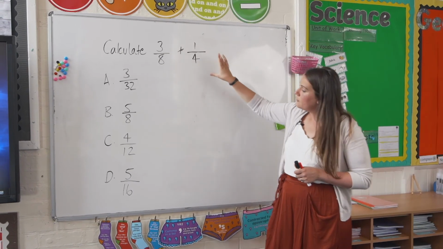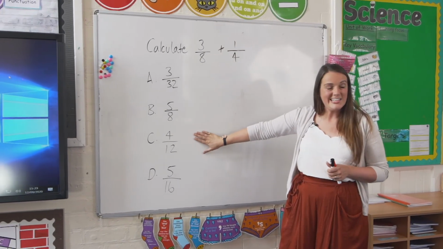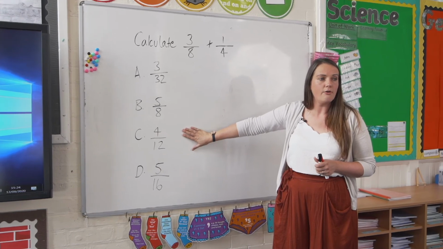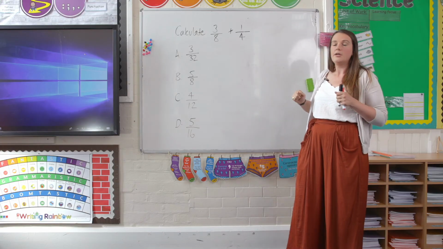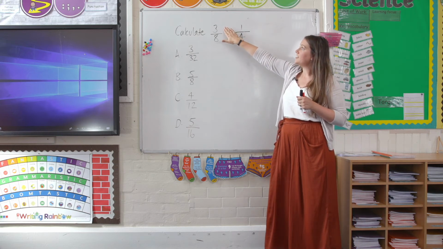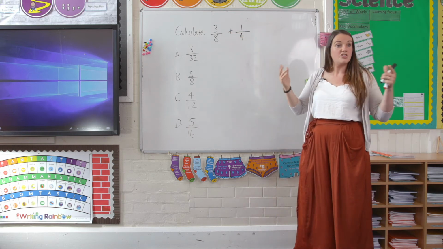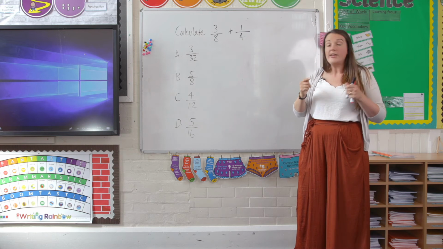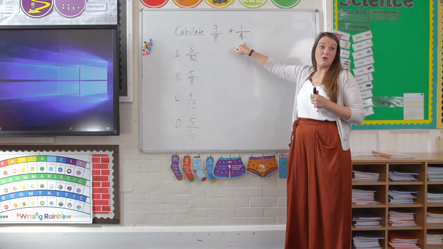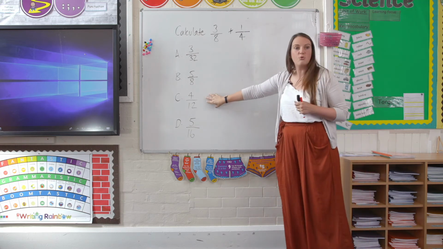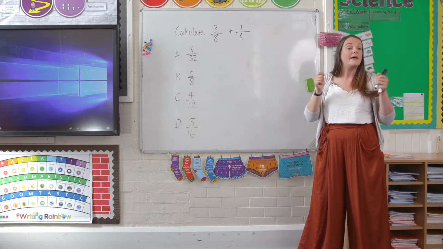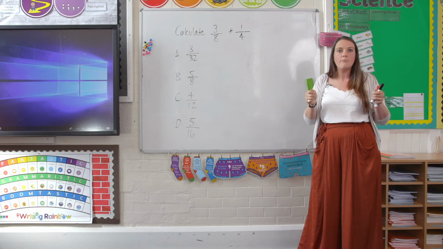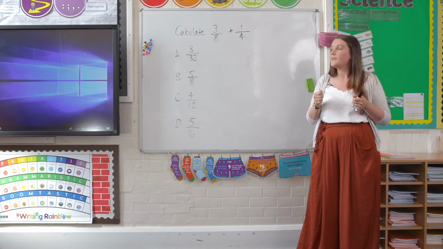Now, those of you who've got C, let's just have a look at your board now. If you've arrived at C, you've been thinking, we're adding fractions. So what you've done is you've added 3 plus 1, you've added your numerators, and you've also then added your denominators. So you've ended up at 4/12. But in actual fact, the first thing we need to think about is making the denominators the same. We want equivalent fractions.